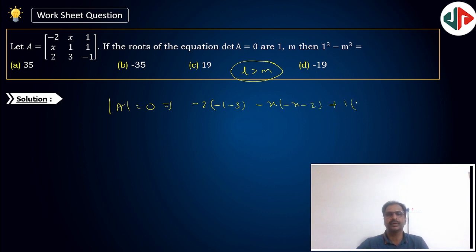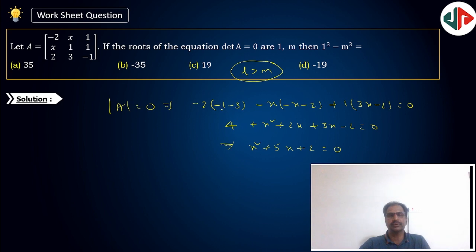Expand the determinant: minus 2 into (minus 1 minus 3 minus x) into (minus x minus 2) plus 1 into (3x minus 2) is equal to 0. So this is 4 plus x square plus 2x plus 3x minus 2 is equal to 0.